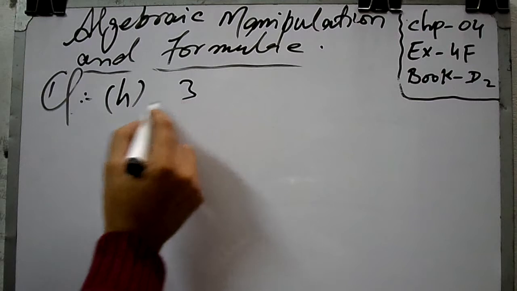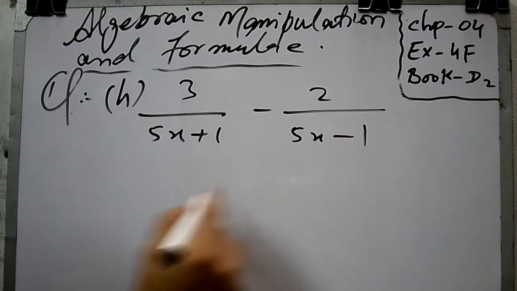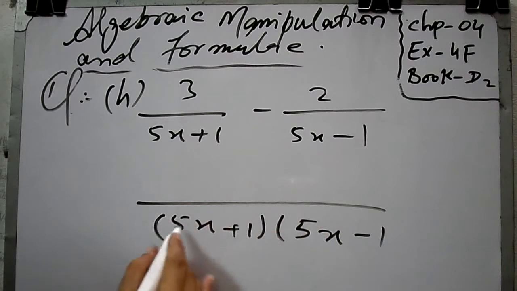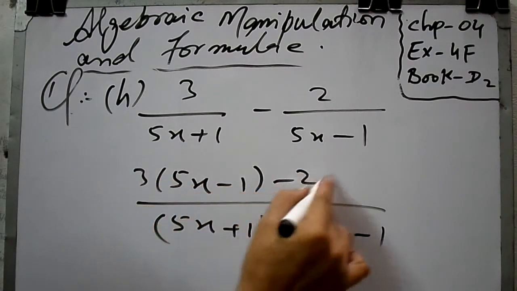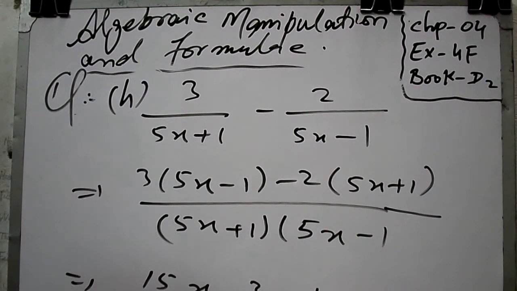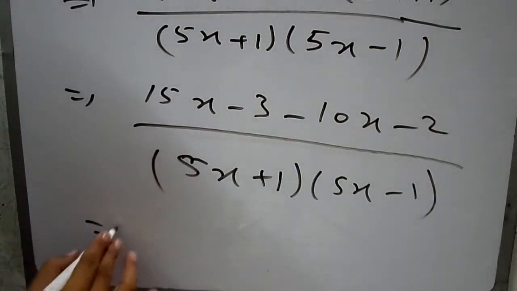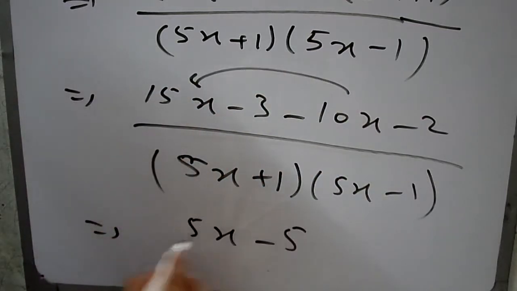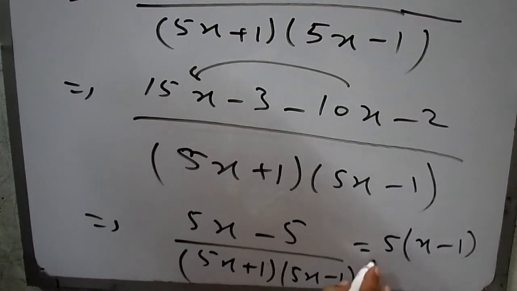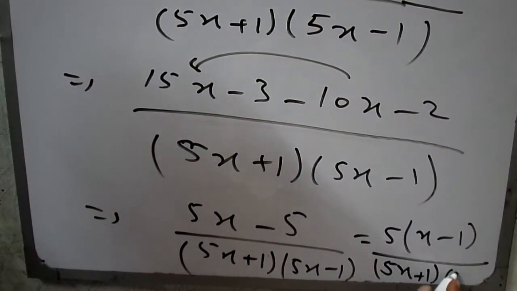In H part, 3 by 5x plus 1 minus 2 by 5x minus 1, so taking LCM, that is 5x plus 1 and 5x minus 1, so 3 into 5x minus 1 minus 2 into 5x plus 1, so that is your LCM first step. 5 threes are 15x, so similar terms you will get 5x minus 1 divided by 5x plus 1 into 5x minus 1, so take 5 as a common, so x minus 1 divided by 5x plus 1.